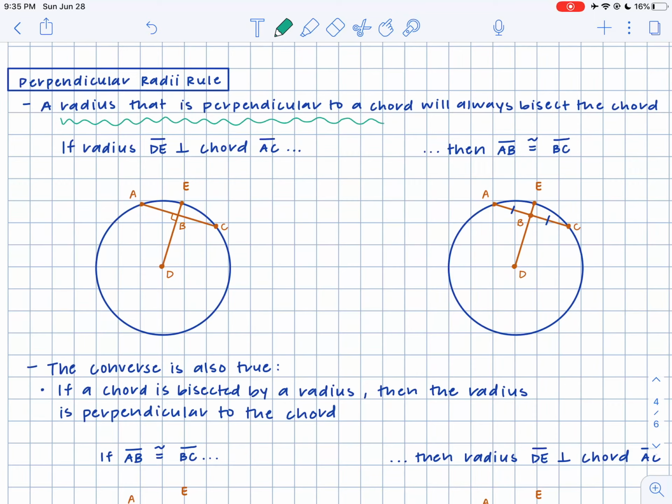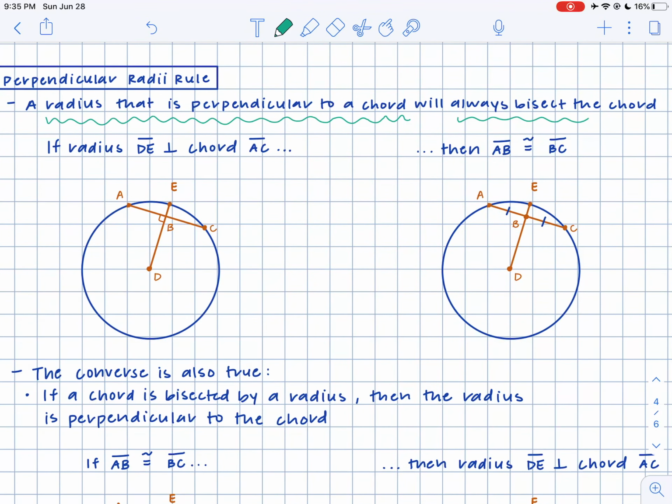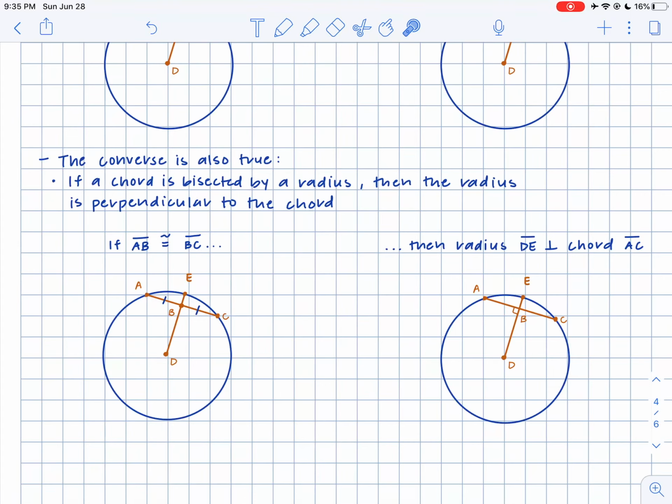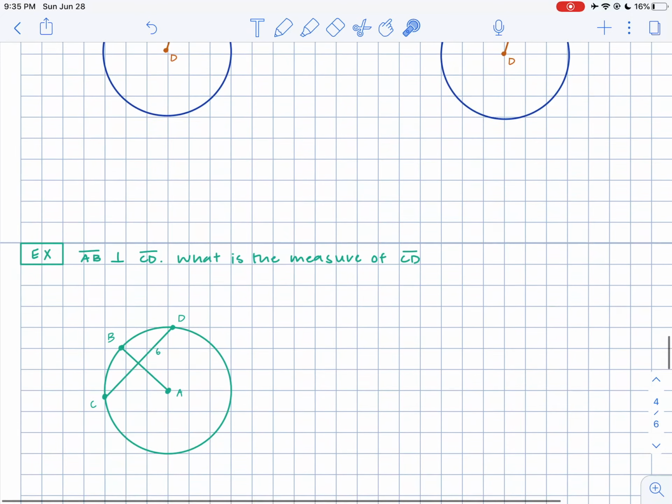Remember, that is when we switch the constituents. So this is the first part of the statement: radius is perpendicular to a chord. And the second part of the statement: always bisect the chord. So now we're going to switch it, and it will be called the converse statement. So this states that if a chord is bisected by a radius, then the radius is perpendicular. So if AB is congruent to BC, that means it's bisected into two equal parts, then the radius is not congruent, then the radius is perpendicular to the chord.